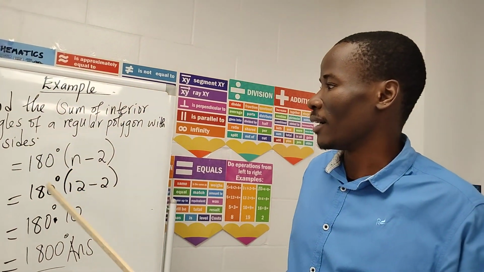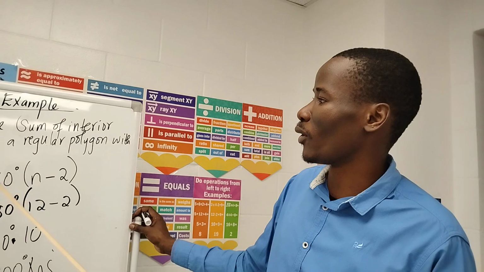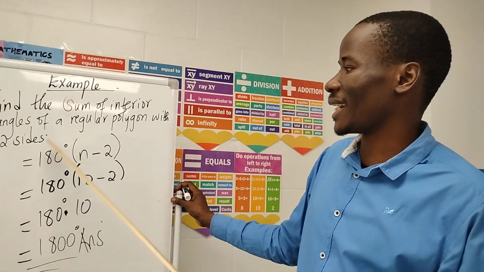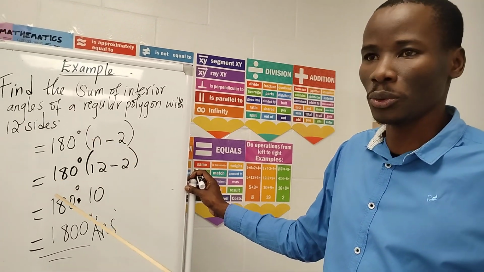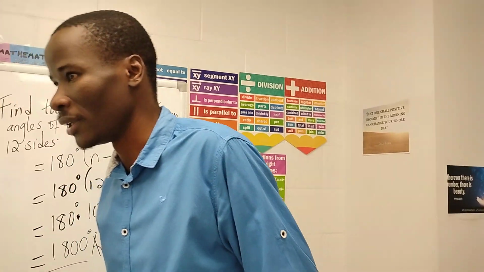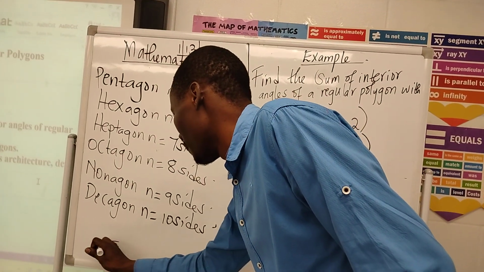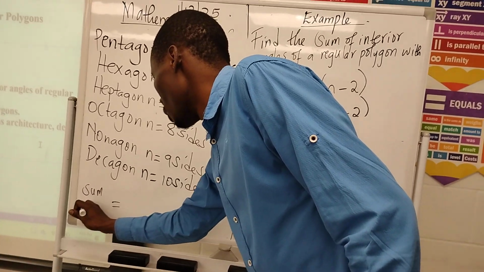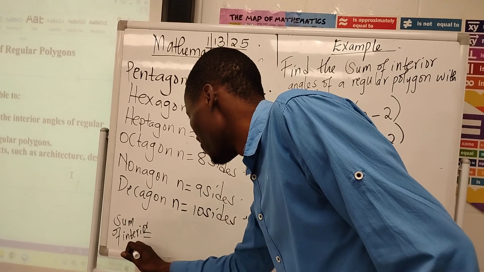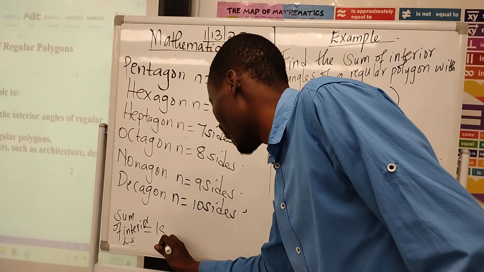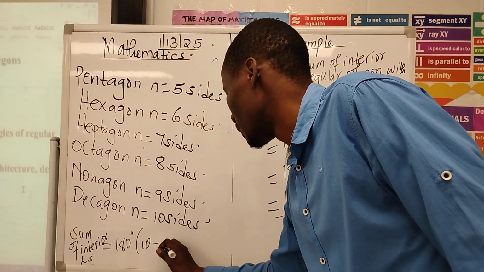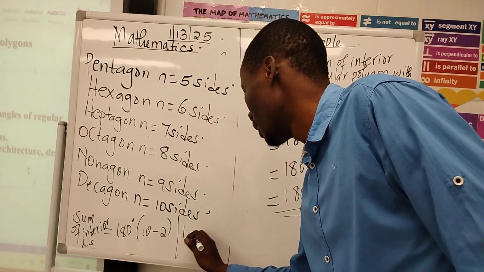So that is the formula. Whenever you are asked to find the sum of interior angles of a regular polygon with 12 sides, that is the formula you use: 180 degrees times (n take away 2), and n is the number of sides. Even if I was to find the sum for a decagon, I'll simply say the sum of interior angles is equal to 180 degrees times (10 take away 2). What do we get?